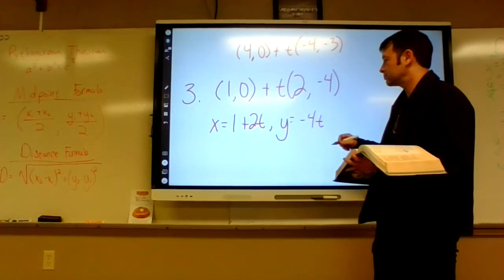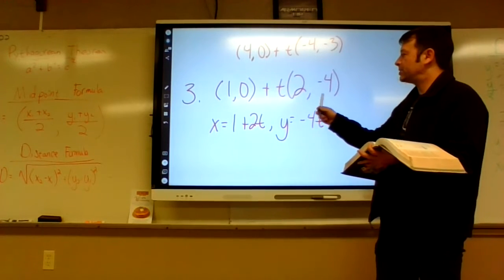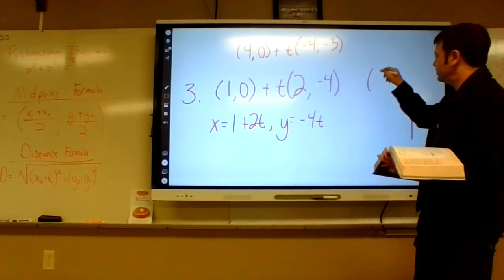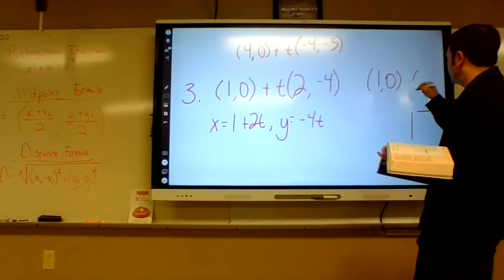Why on 3 is it 2, -4? So where we got that from was, on the problem, it said we're going from (1, 0) to (3, -4).